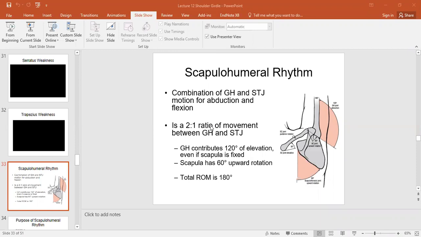The other thing is it maintains the position of the glenoid fossa to improve the joint congruency as much as possible without allowing it to impinge, and control some of the shearing forces that go on at the head of the humerus.